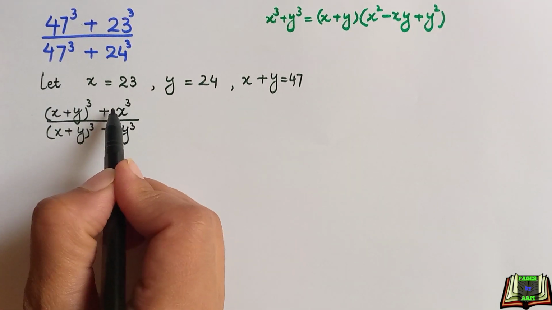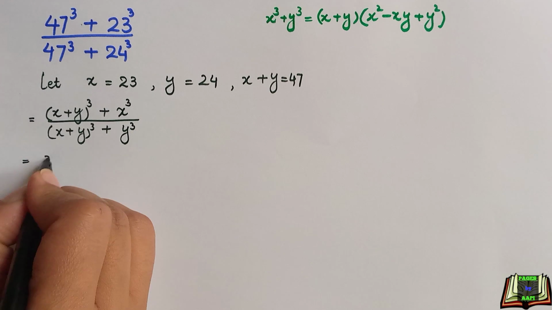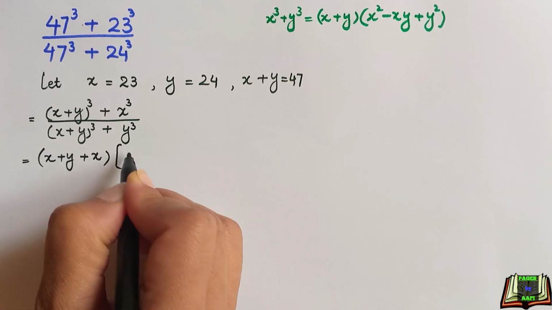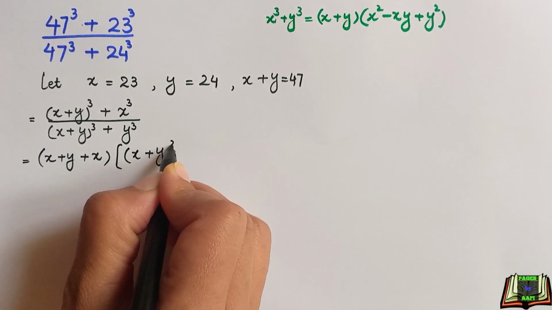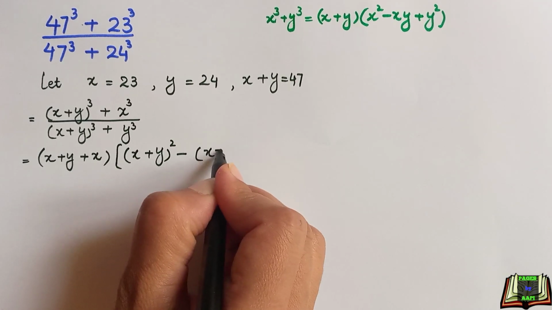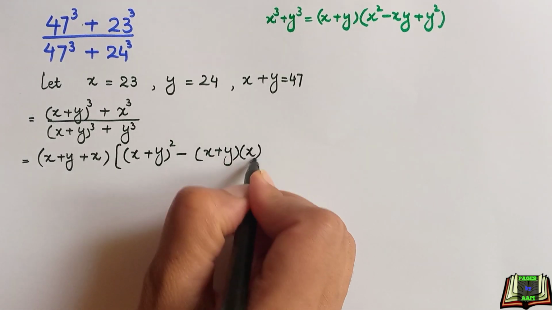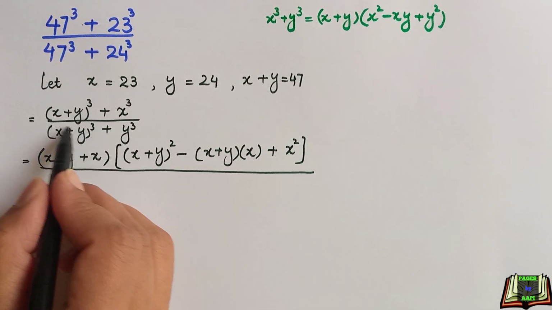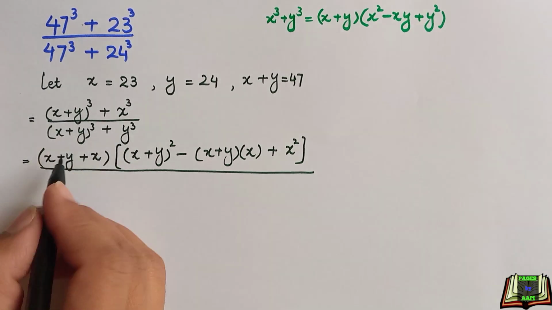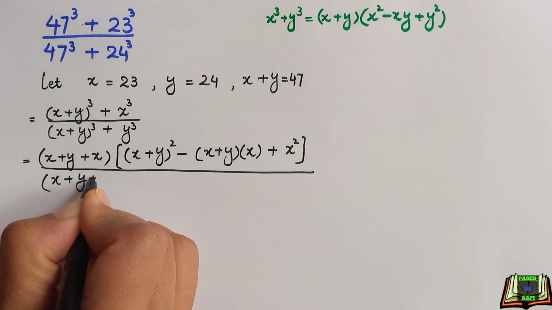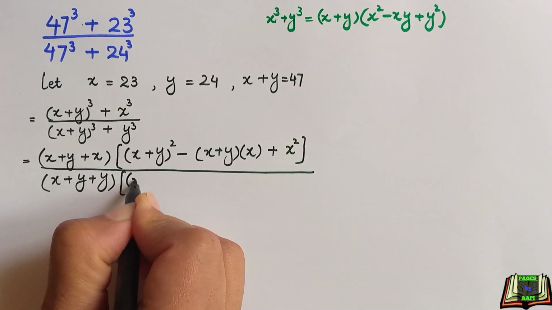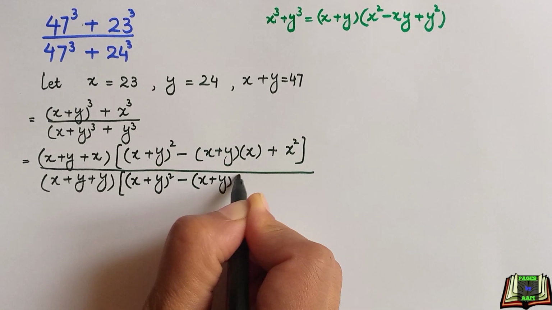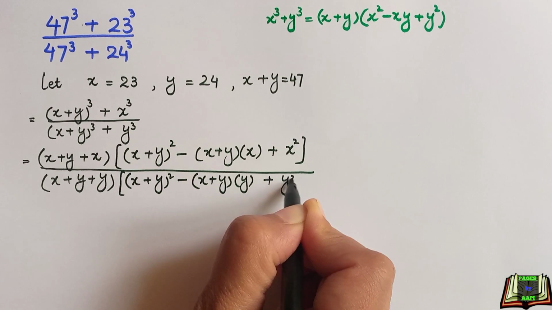Suppose this is x and this is y. So x plus y, meaning x is x plus y and y is x, times x square, meaning (x plus y) whole square, minus x is x plus y and y is x, again plus x square, divided by, in the denominator, suppose this is x and this is y, so x is x plus y and y is y, times (x plus y) whole square minus x is x plus y and y is y, now plus y square.